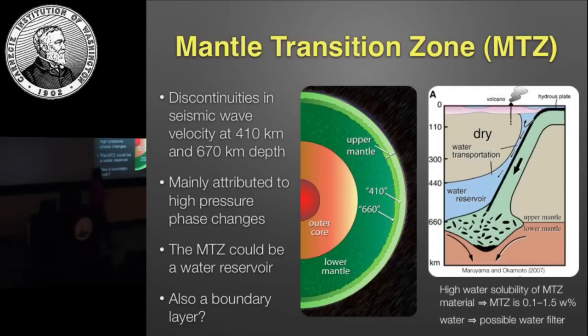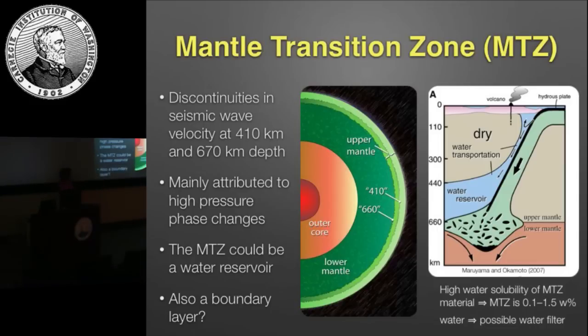change. But the mantle transition zone has also been proposed as a potential water reservoir. So the water solubility of mantle transition zone minerals is actually higher than what we have above or below. And so if we have subducting plates transporting water down into the mantle, it is possible that some of the water contained in the rocks could end up in the transition zone.